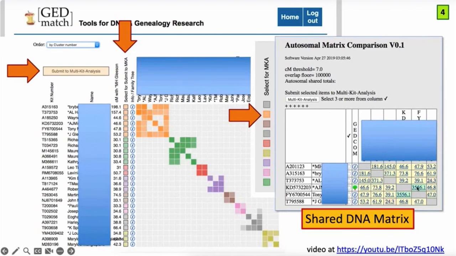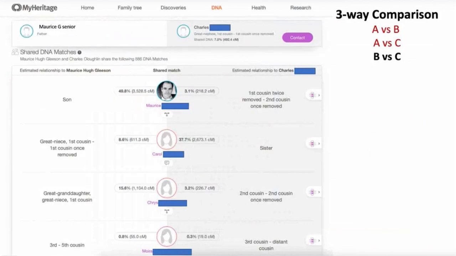What you're able to do is see how much DNA each match shares with every other match. And the interesting thing here is that you can immediately see that these 2 people share 3,500 cMs. This has to be a parent-child relationship. These 2 people here share 371 cMs. This has to be either a first cousin once removed or a second cousin relationship. So just by looking at this shared DNA matrix, you begin to get a feel for how the various matches within the matrix are related to each other.